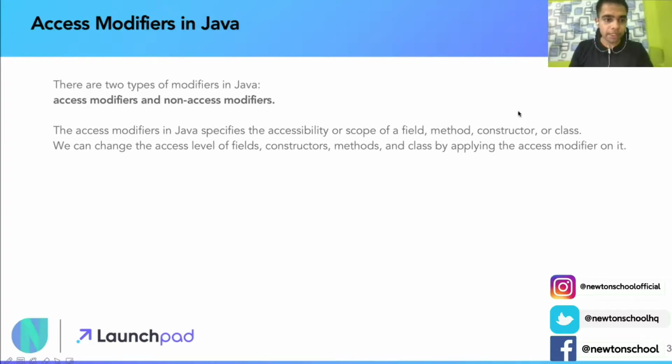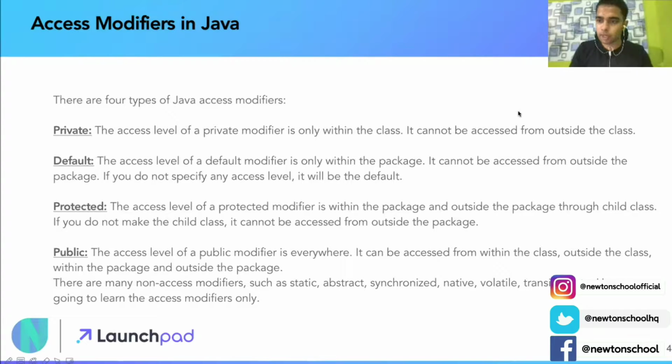Let's read the statement properly. The access modifiers in Java specify the accessibility or scope of a field, method, constructor, or class. Apart from that, you can change the access level of a field, constructor, method, variable, or class by applying the access modifier. What kind of access modifiers are there, we are going to see now. Before that, there are two kinds of modifiers in Java: access modifiers and non-access modifiers. Let's dig deep down into what kind of access modifiers there are in Java.